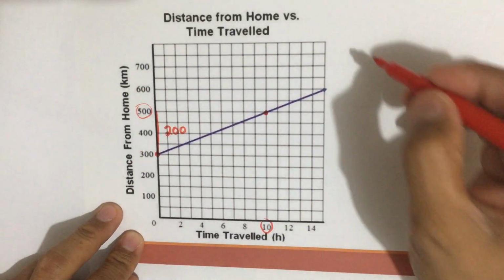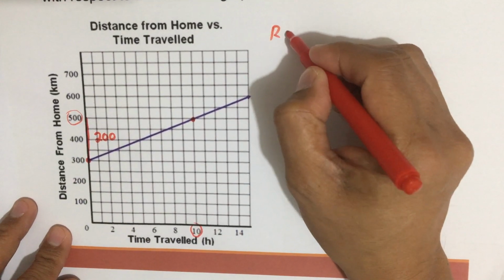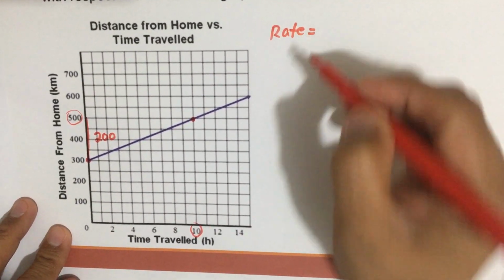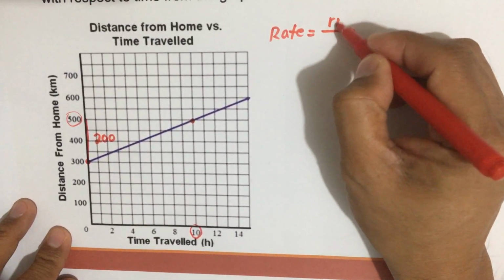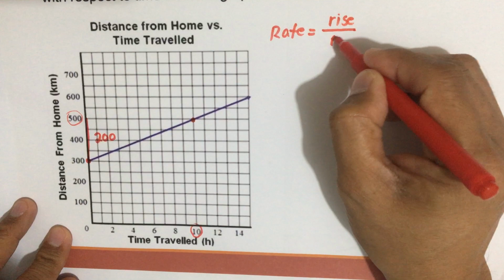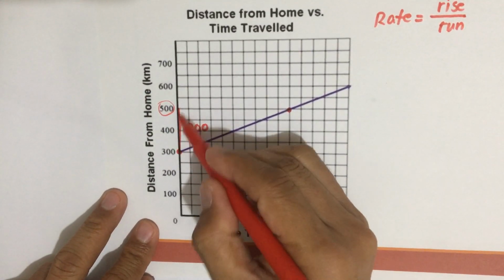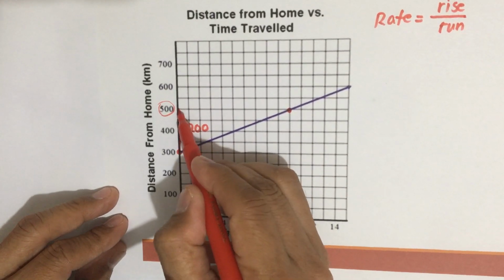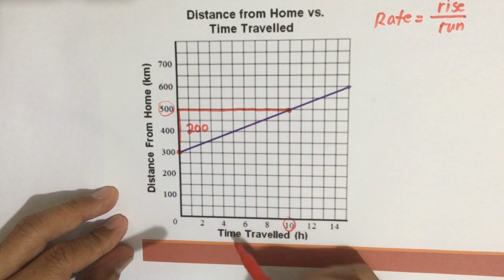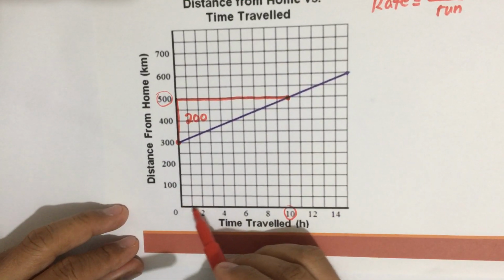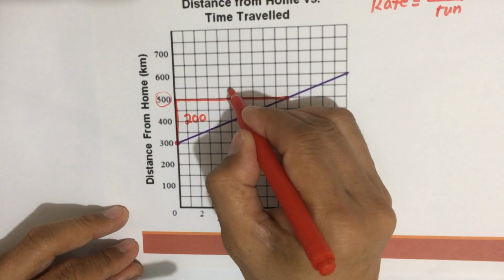Okay? And now, let's first write our formula, the rate. So the rate of change is equal to, again, don't forget to write the formula first, rise over run. Now we have the rise equal to 200, and then connect the points, draw a horizontal line towards this point. So what is our run? Our run is from 0 to 10, so it means that our run is equal to 10.